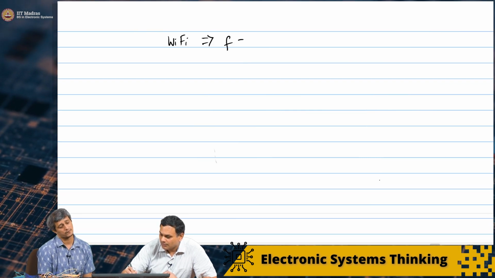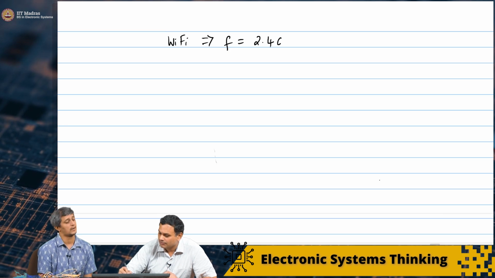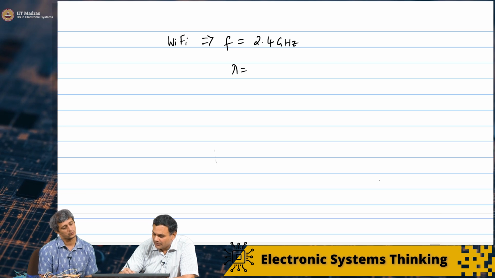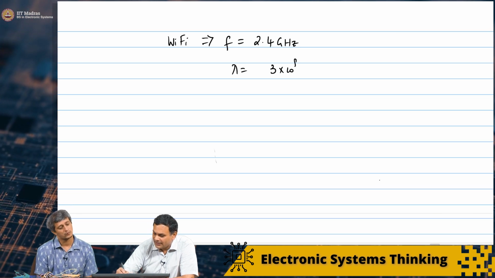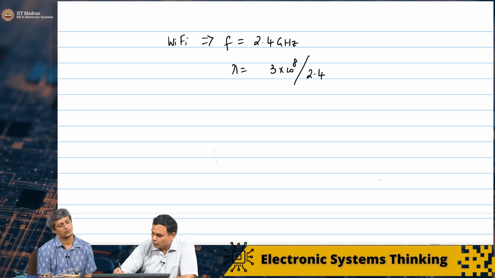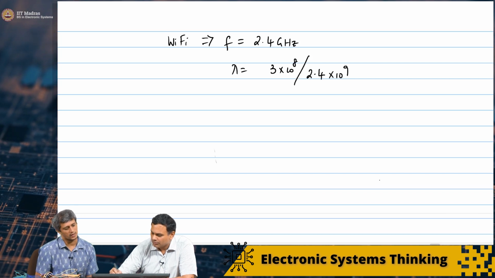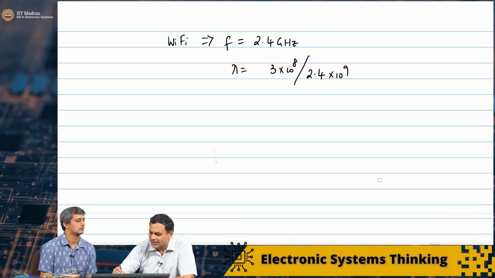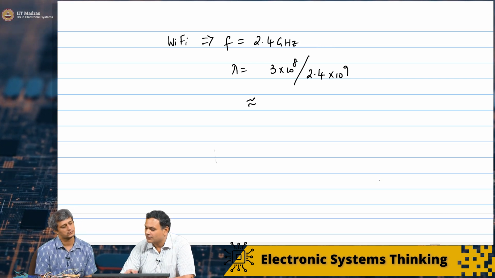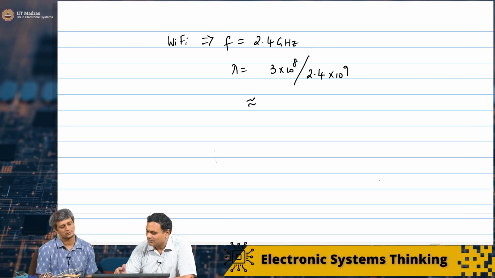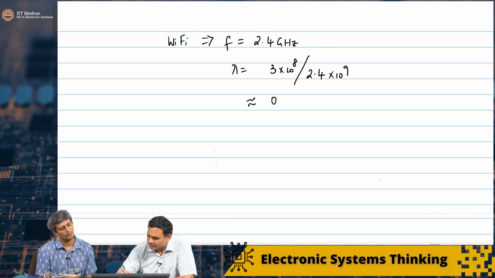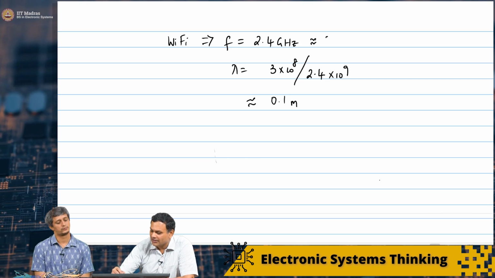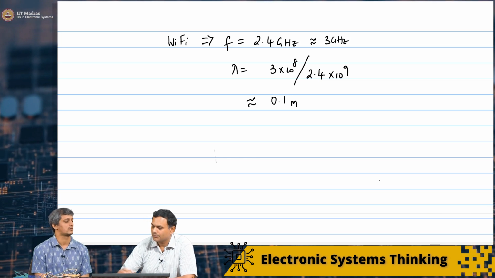Frequency 2.4 gigahertz. The lambda is basically 3 into 10 power 8 by 2.4. But why don't we just say 3 gigahertz? Sure, let's just say 3. I'll just say this is approximately 0.1 meters, so approximately 3 gigahertz. 0.1 meters.